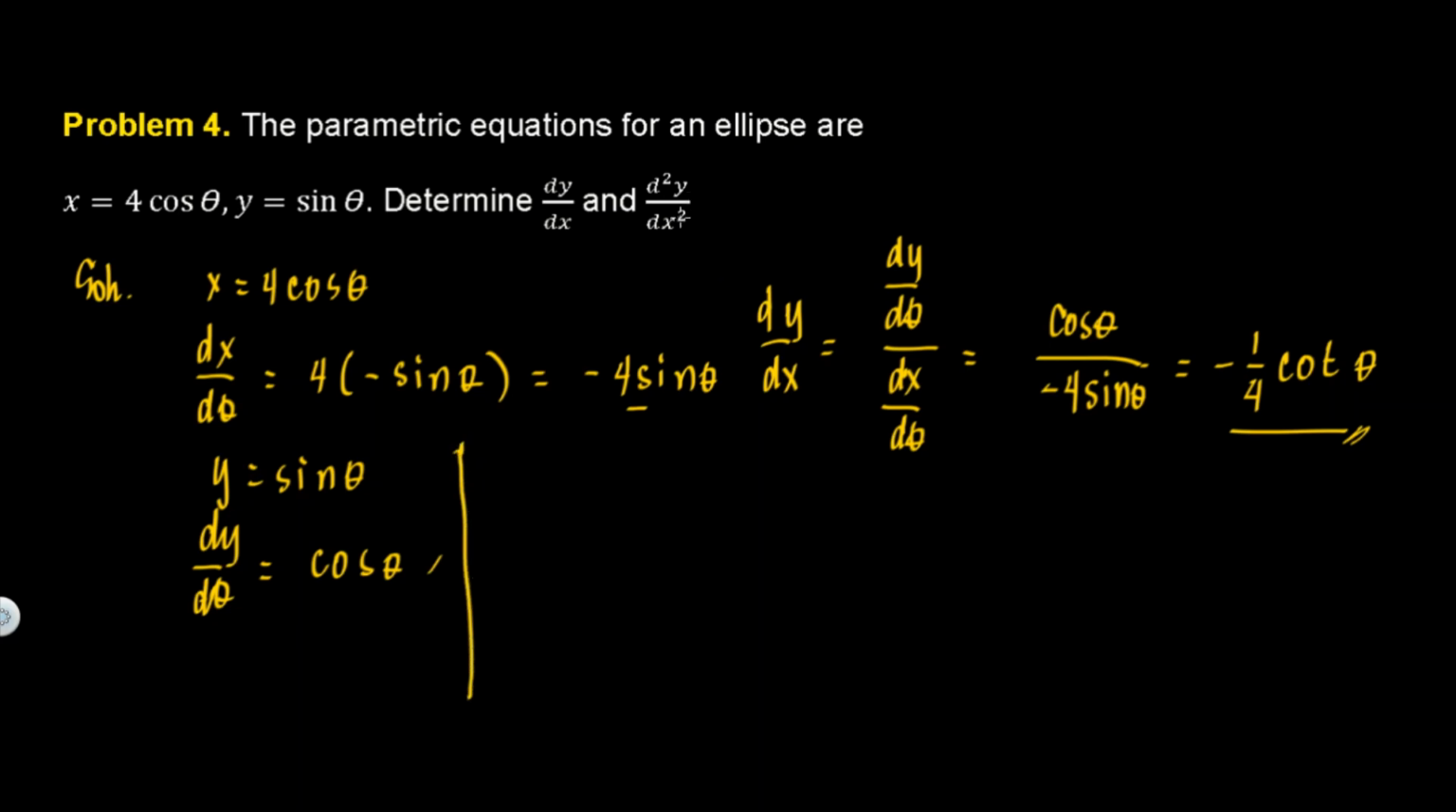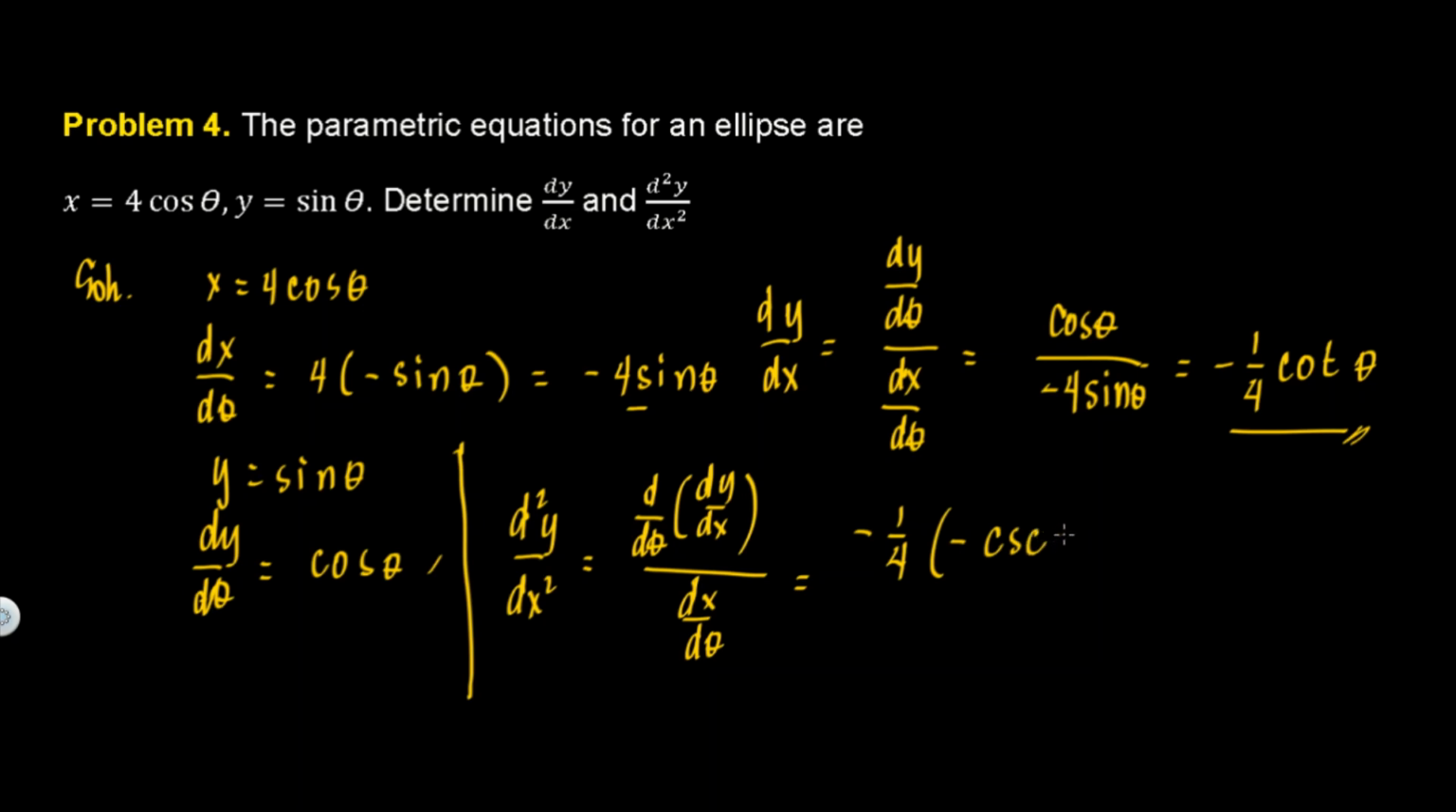Okay, d square y over dx square, the second derivative. The second derivative of y with respect to x is equal to the derivative of dy over dx with respect to theta over dx over d theta. So what is the derivative of dy over dx, negative 1/4 cotangent theta? The derivative of cotangent is minus cosecant squared theta. So we have 1/4 times negative cosecant squared of theta. There.